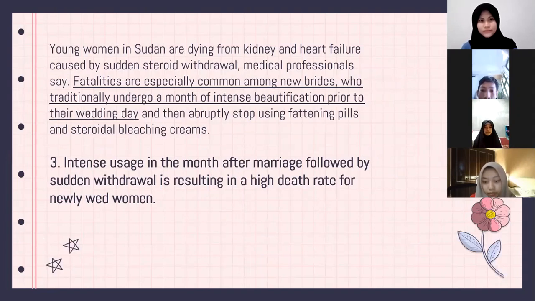The next example is, young women in Sudan are dying from kidney and heart failure caused by sudden steroid withdrawal. Medical professionals say fatalities are especially common among new brides, who traditionally undergo a month of intense beautification prior to their wedding day, and then abruptly stop using fattening pills and steroidal bleaching creams. The statement is, intense usage in the month after marriage, followed by sudden withdrawal, is resulting in a high death rate for newlywed women.